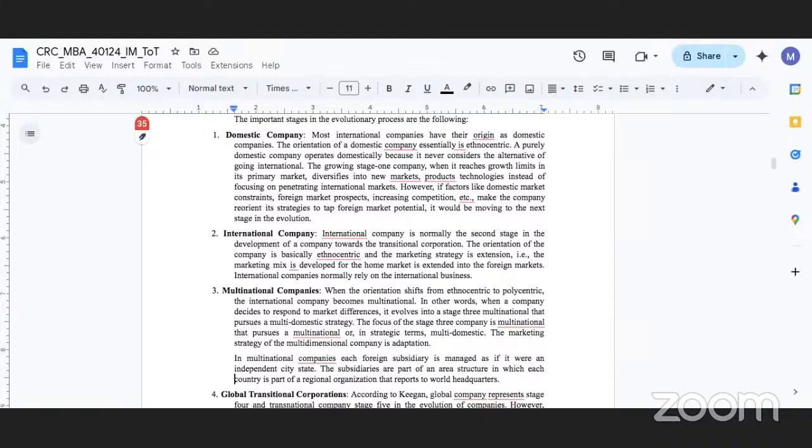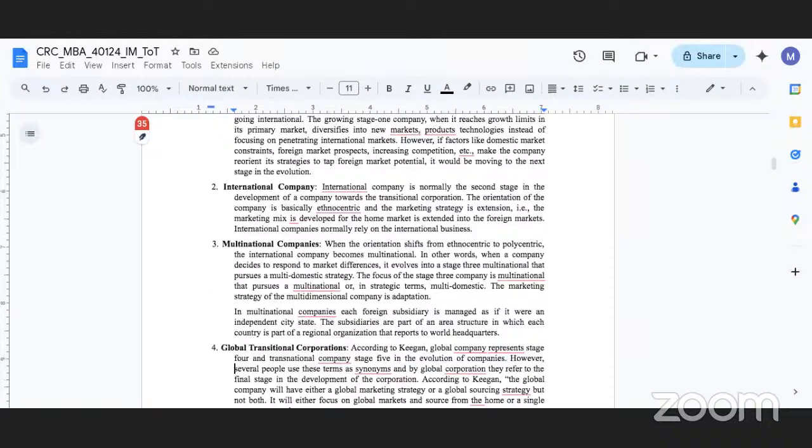Here, what the company is going through is what we call a transitional stage or a transitional corporation. The orientation of the company is basically still ethnocentric, but the marketing strategy is in an extension stage. That is, the marketing mix is developed for the home market, but it is extended into the foreign markets. Not much change happens. What I'm selling locally, I'm also selling in a different country.